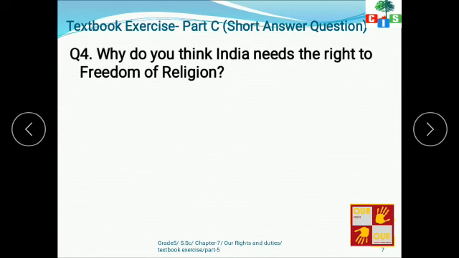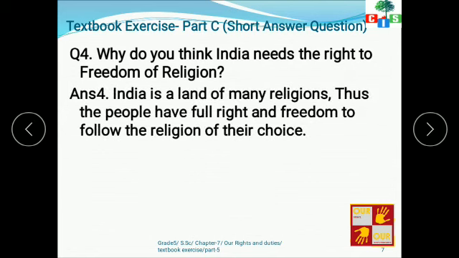So what is the answer? The answer is India is a land of many religions. Thus, the people have full right and freedom to follow the religion of their own choice. So that comes into the right to freedom of religion. Okay. Now move to the last question.